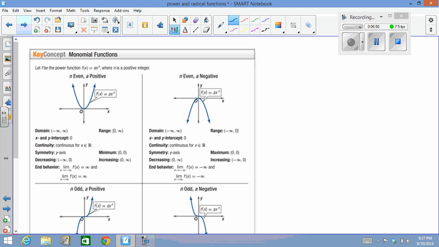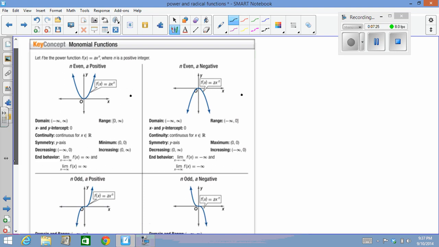This is in your book, so you can look at it a little bit better. If my exponent is positive and even, it will look like that. And if it's even and negative, it will look like that. So we're talking about something like a parabola. If we're talking about an x to the fourth or an x to the sixth, if it's got a positive a value, it will open up and have all of those properties. And if it has a value that is negative, it will open down and it will look like that.